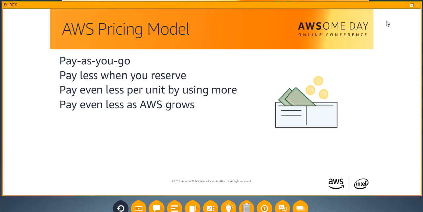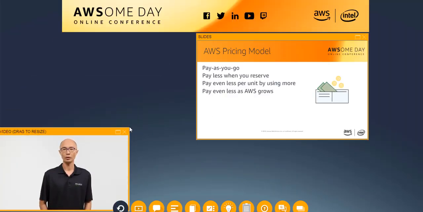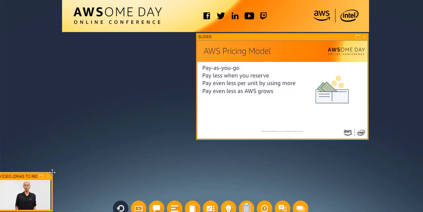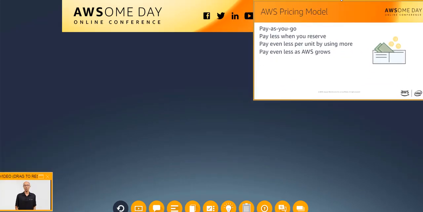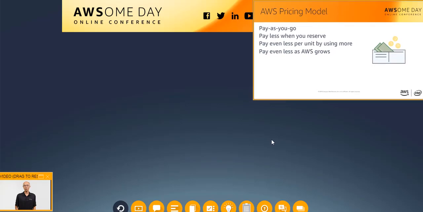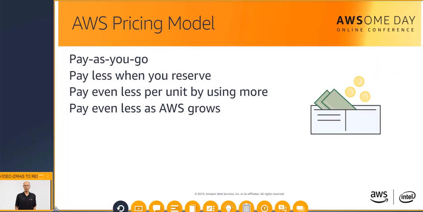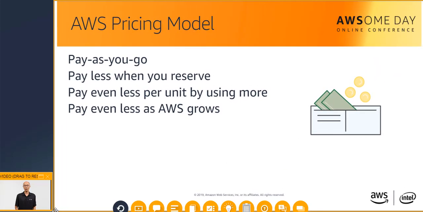AWS offers a range of cloud computing services. For each service, you pay for exactly the amount of resources you actually need. This utility-style pricing model includes pay-as-you-go, pay less when you reserve, pay even less per unit by using more, pay even less as AWS grows. Let's take a closer look at these core concepts of pricing.